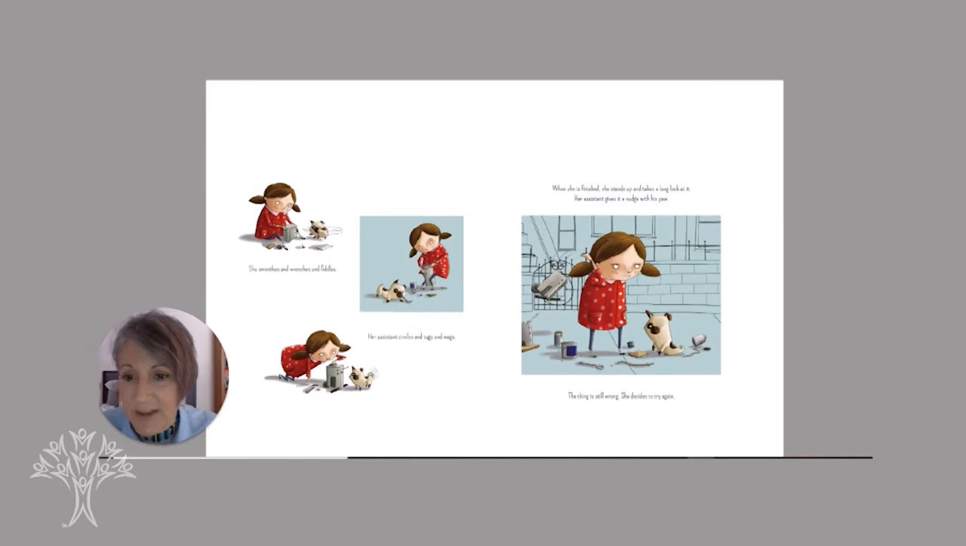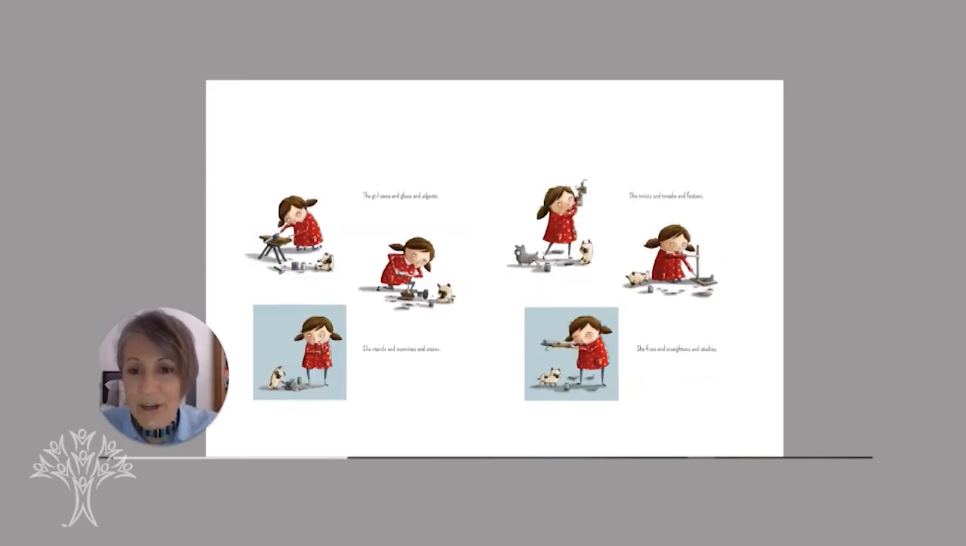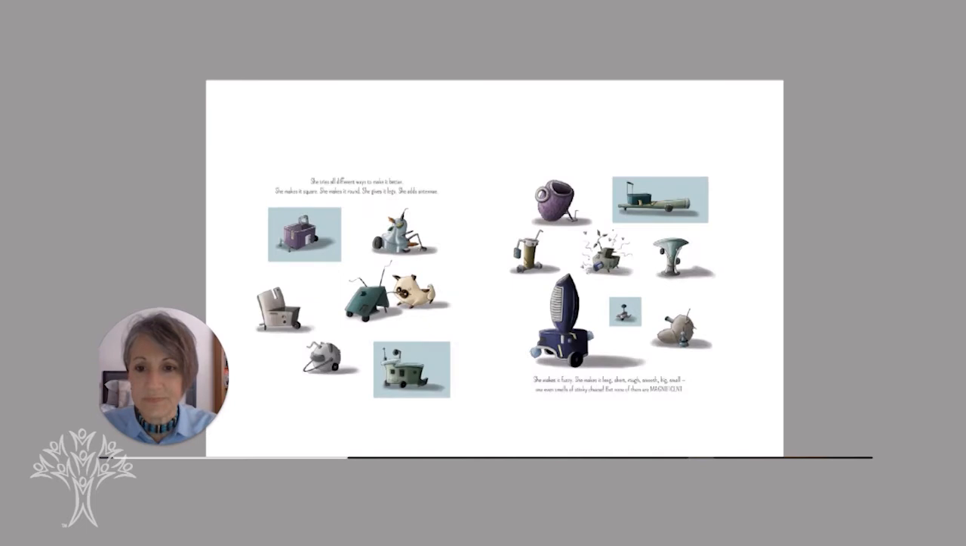She smooths and wrenches and fiddles. Her assistant circles and tugs and wags. When she is finished, she stands up and takes a long look at it. Her assistant gives it a nudge with his paw. The thing is still wrong. She decides to try again. The girl saws and glues and adjusts. She stands and examines and stares. She twists and tweaks and fastens. She fixes and straightens and studies. She tries all different ways to make it better.